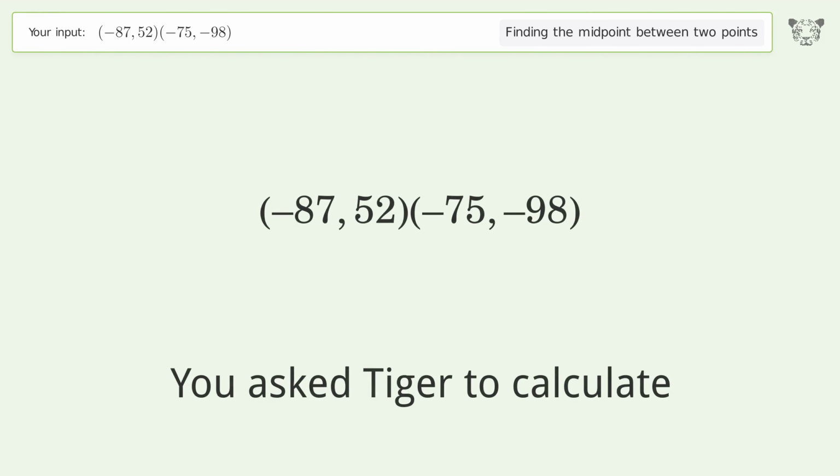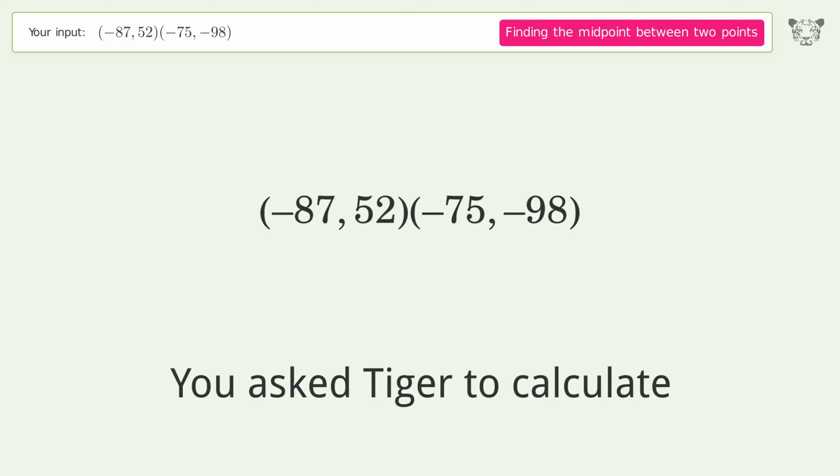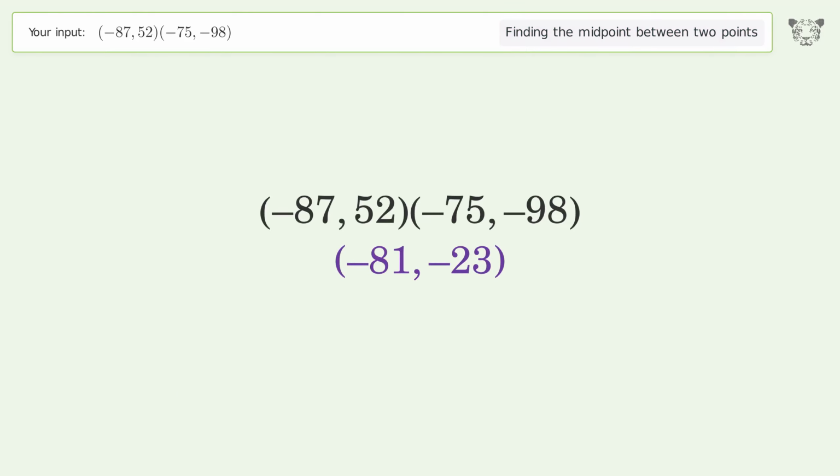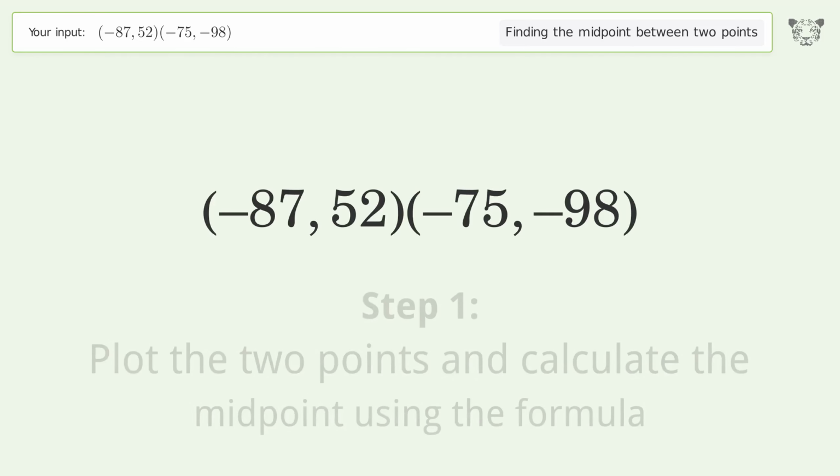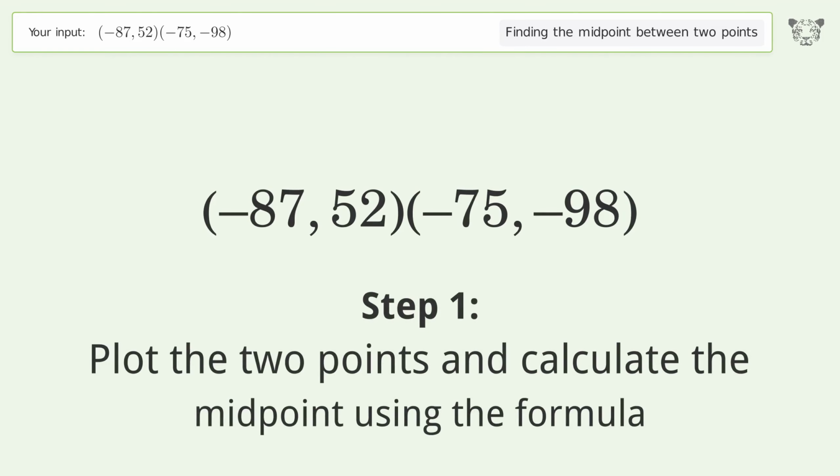You ask Tiger to calculate. This deals with finding the midpoint between 2 points. The midpoint between the 2 points is -81, -23. Let's solve it step by step. Plot the 2 points and calculate the midpoint using the formula.